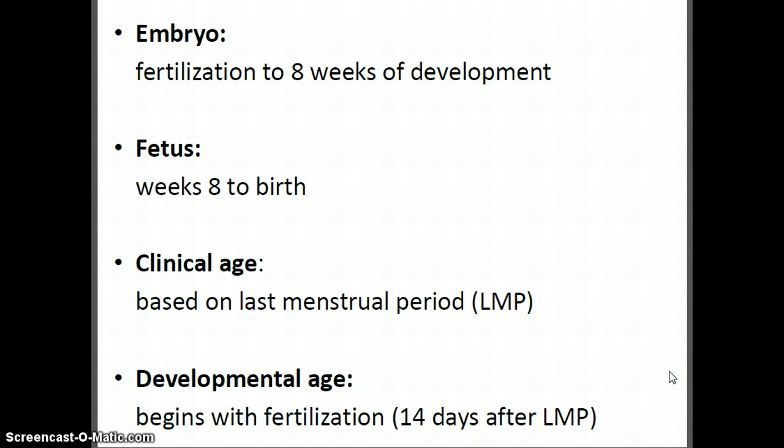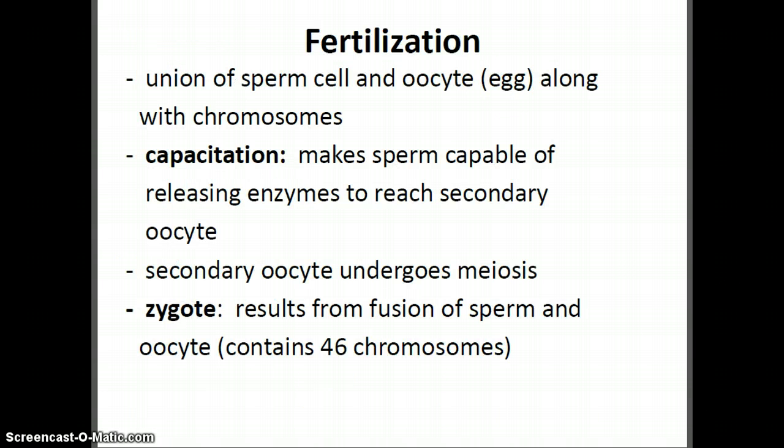First of all, some definitions. The embryo is fertilization until 8 weeks of development, fetus 8 weeks until birth. Clinical age of a fetus is based on the last menstrual period. Developmental age begins with fertilization, which is 14 days after the last menstrual period.